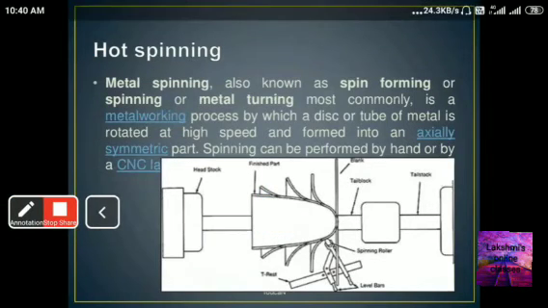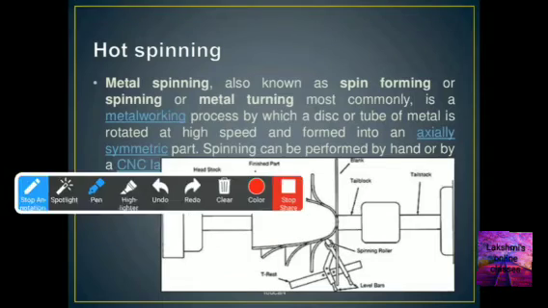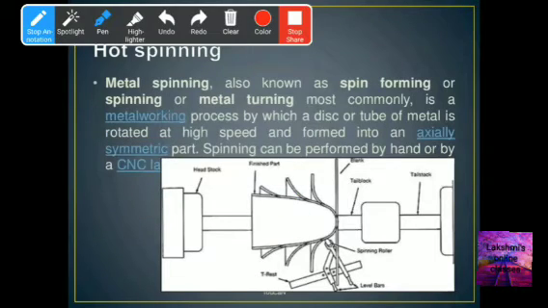or metal turning. Most commonly it is a metal working process by which a disc or a tube of metal is rotated at high speed to form a symmetric part. Spinning can be done by hand or by CNC lathe. As I just said, the work proceeds just as it does on a lathe; here also the workpiece is completely fixed at one side of the lathe. Therefore, spinning occurs, and the work may be performed by hand or by CNC.